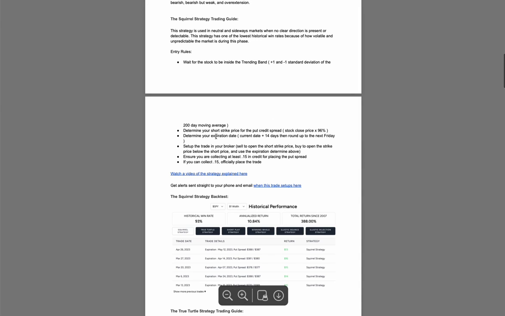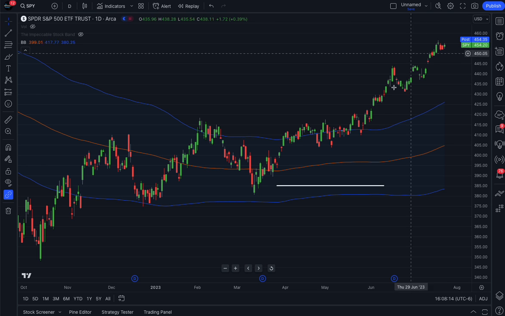Next, what is our expiration date? We're going to take the current date plus 14 days and round it to the next Friday. So again, let's just use an easy number for me. Let's say it's the 10th, right? If it's the 10th, we're going to add 14 days. So that means we're going to round up to the 24th.